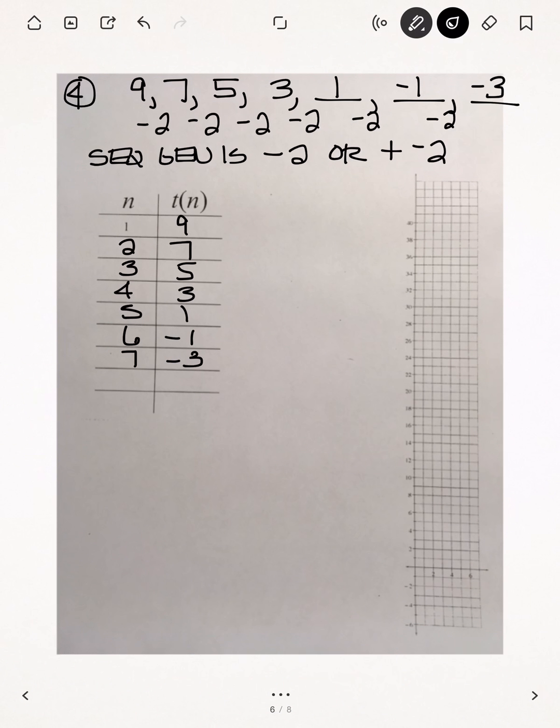So when I plot it, I go over 1 up 9. I go over 2 up 7.